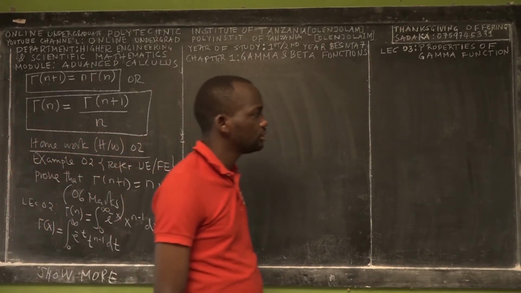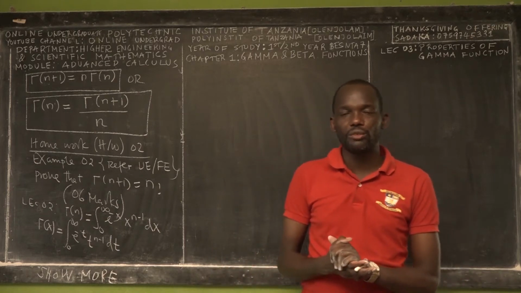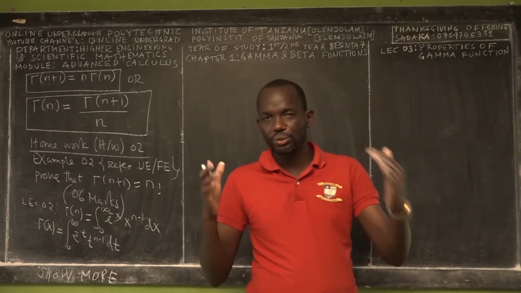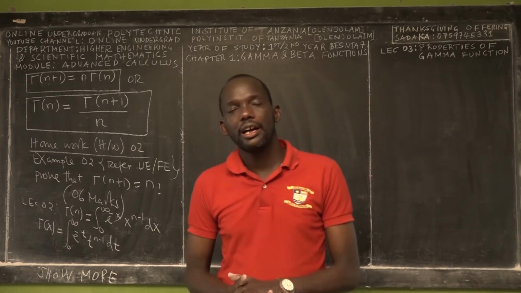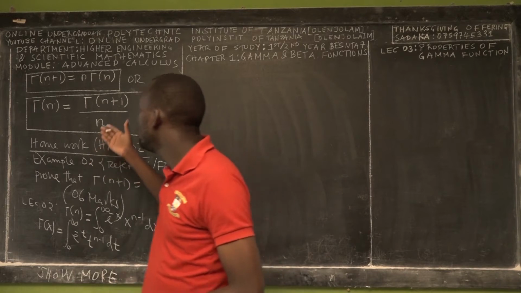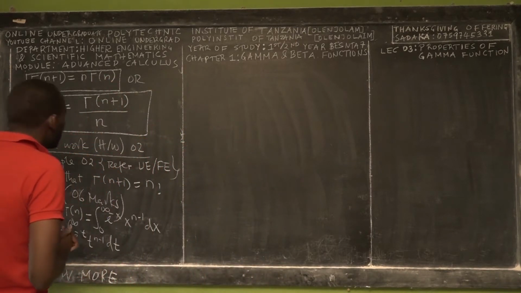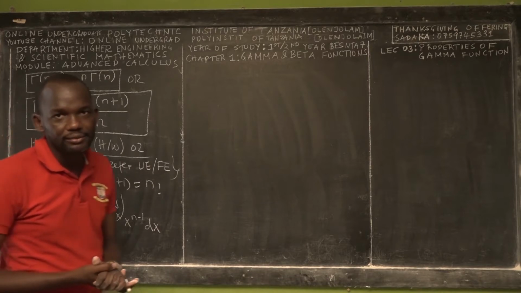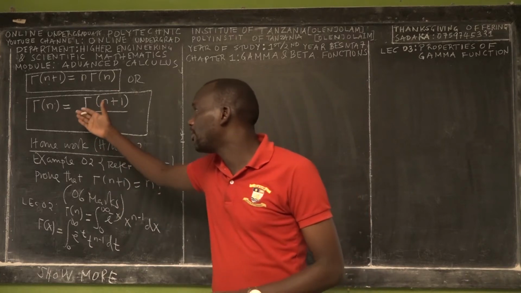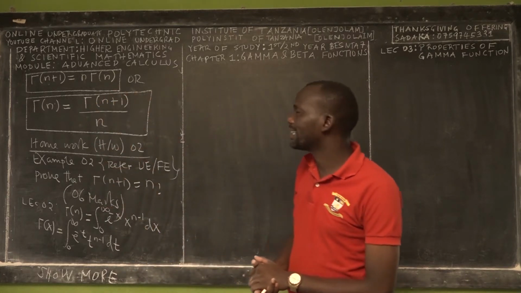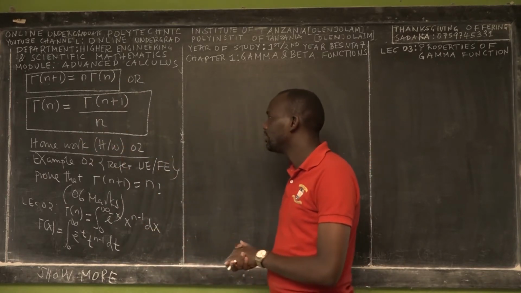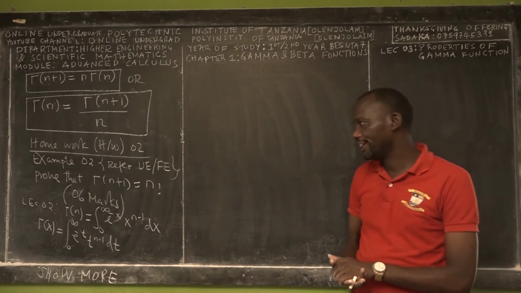And then we talked to you about properties of the gamma function. We proved to you the first property, gamma of n plus 1 is equal to n gamma of n. That is what we call the recurrence formula. Or we can make gamma of n the subject, so we have gamma of n is equal to gamma of n plus 1 over n.